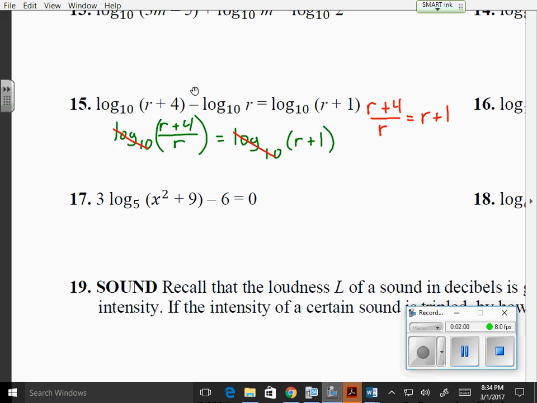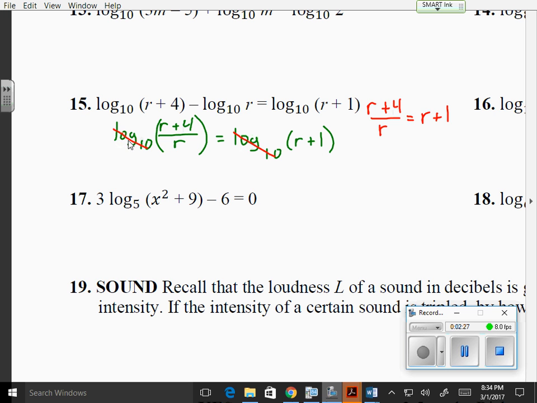For number 15, we have log base 10 of r plus 4 minus log base 10 of r equals log base 10 of r plus 1. If we're going to solve for r, we can take this subtraction of the double log and make it a single log of division. Since it's subtraction, the r plus 4 will be the numerator, this r will be the denominator, equal to log base 10 of r plus 1.